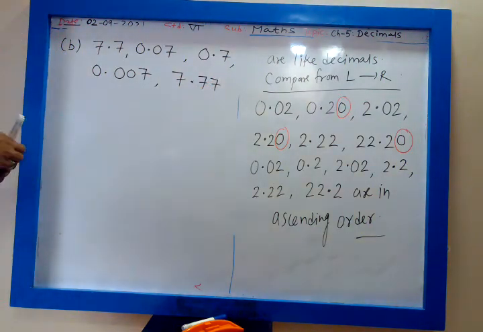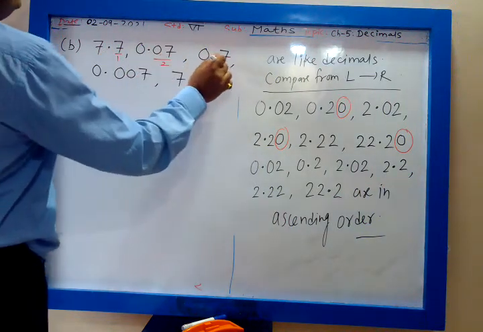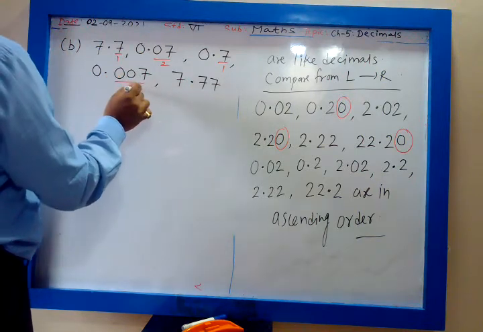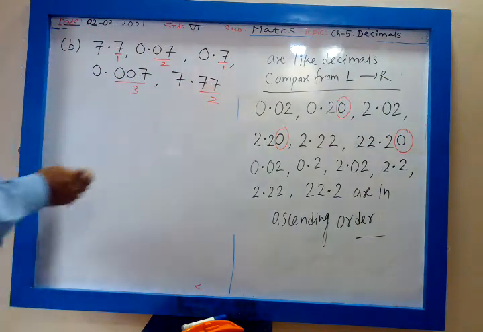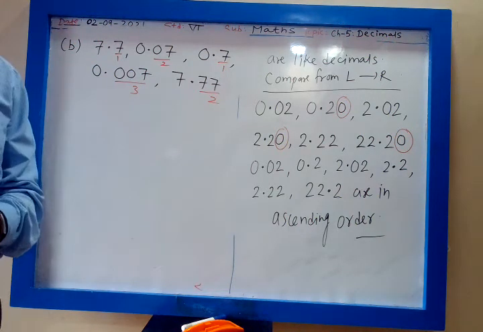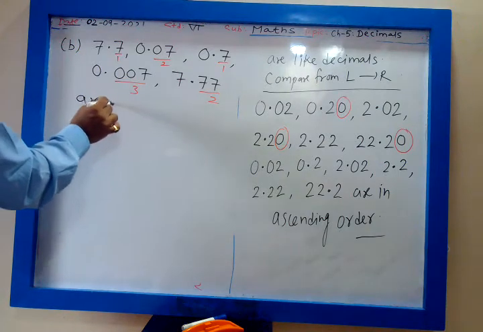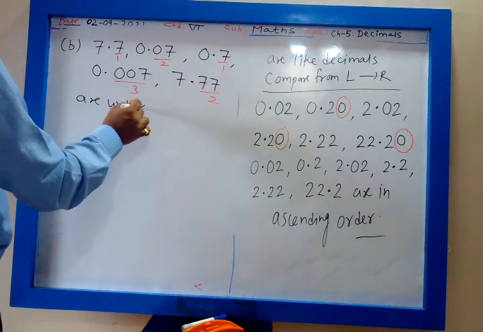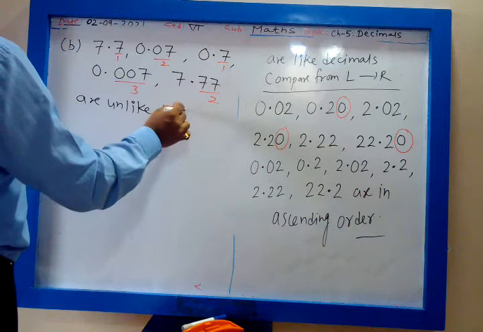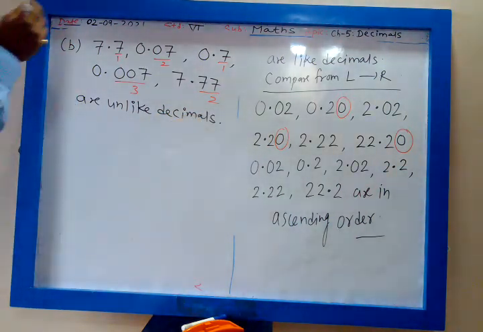So you check whether they are like decimals. This has 1 decimal place, this 2, this 1, this 3, this 2. Which is the maximum number of decimal places? 3. So they are unlike decimals. So you convert them into like decimals.